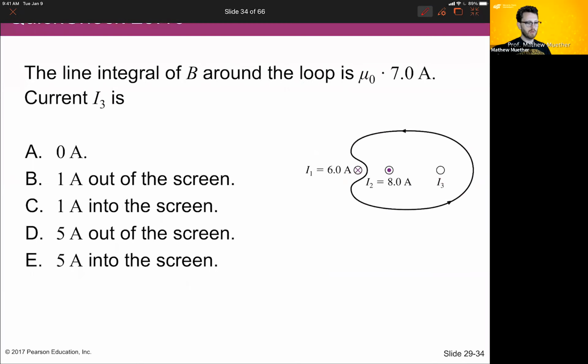What about this one? So I have three different currents. One of them is a mystery. I want to find this unknown current. And what I've already done is calculated the line integral, so the line integral is this thing, B dot ds. Ampere's law told us that that has to equal mu naught times the enclosed current. Can we calculate what I3 has to be in this problem? What's that unknown current?